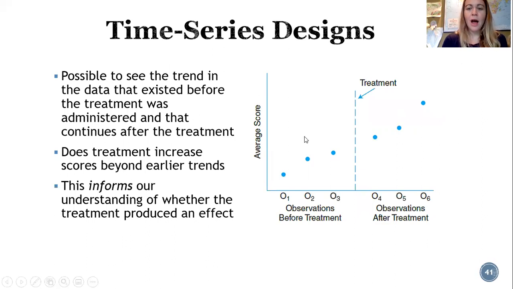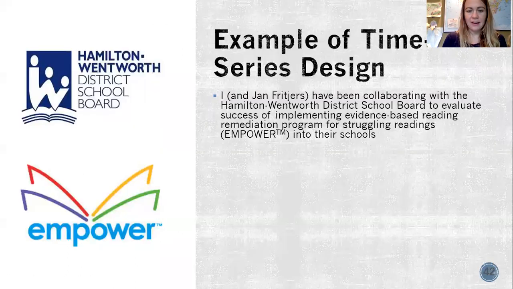We would measure people in one group a bunch of times before they receive treatment and a bunch of times after they receive treatment to see if the increase they show in that time when they got treatment is greater than the increase they showed before. So this would inform our understanding of whether it's the treatment that produced the effect.